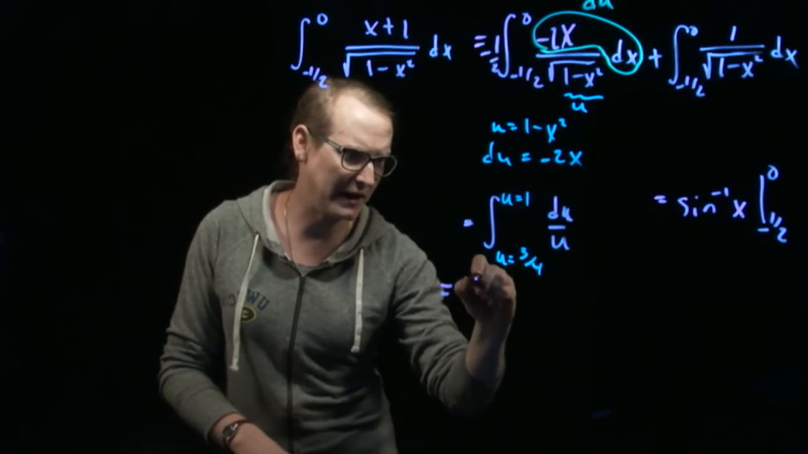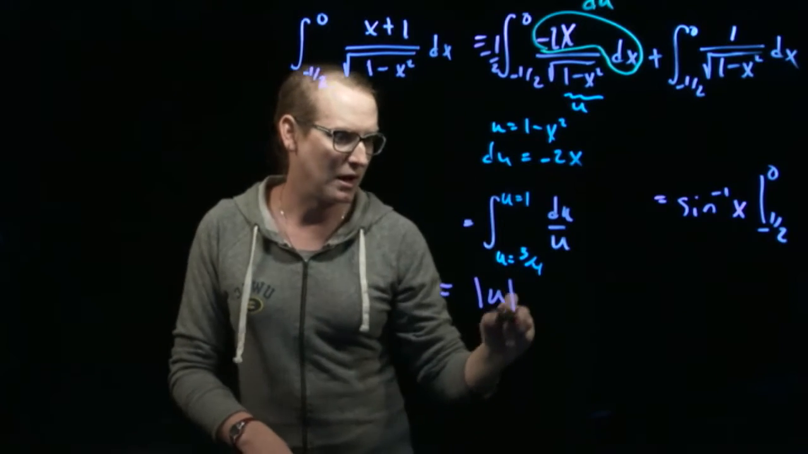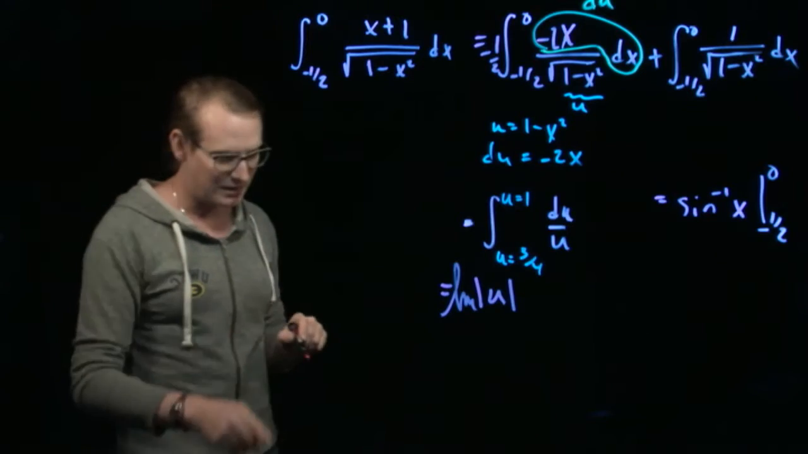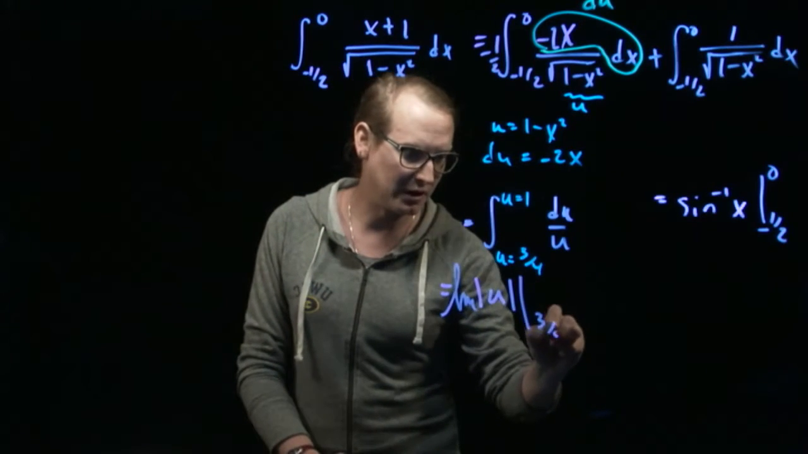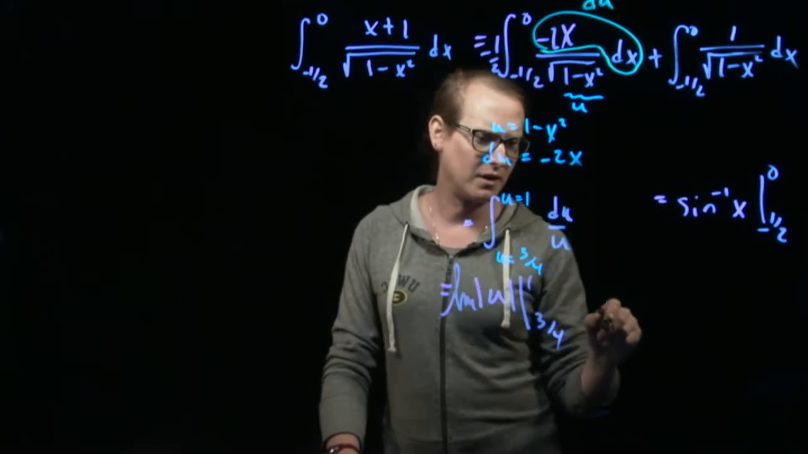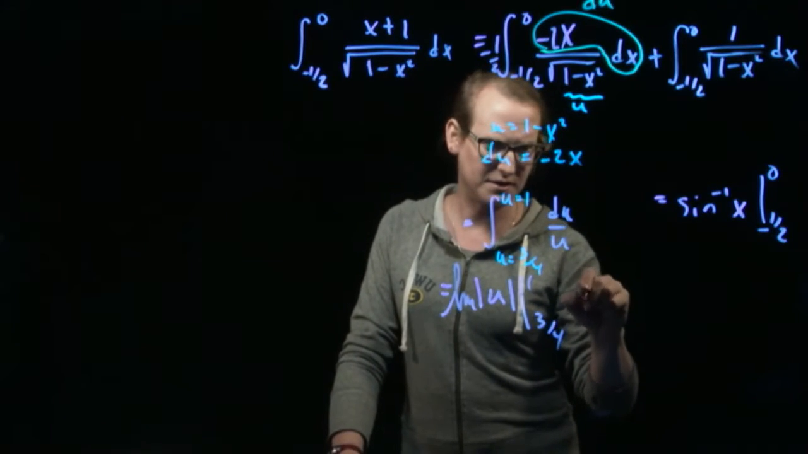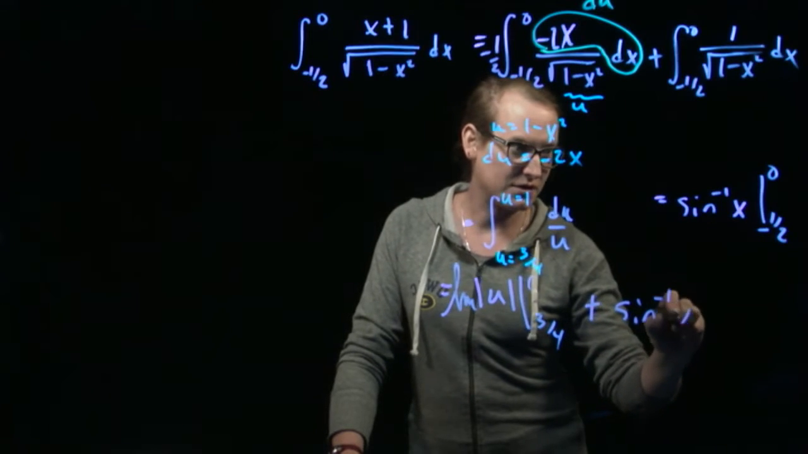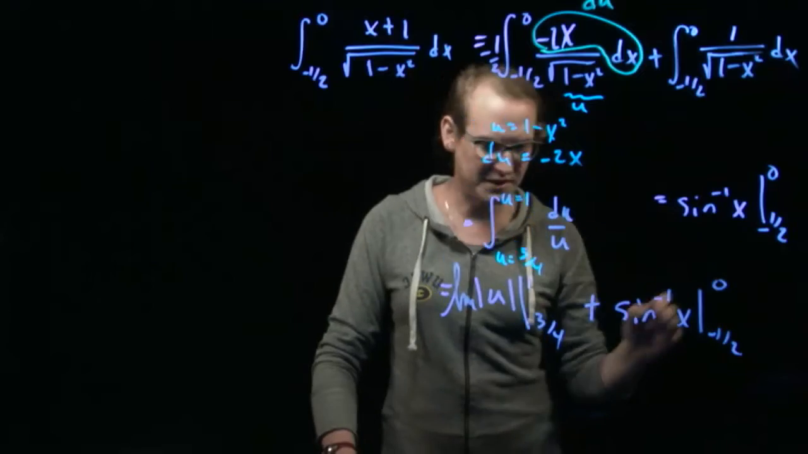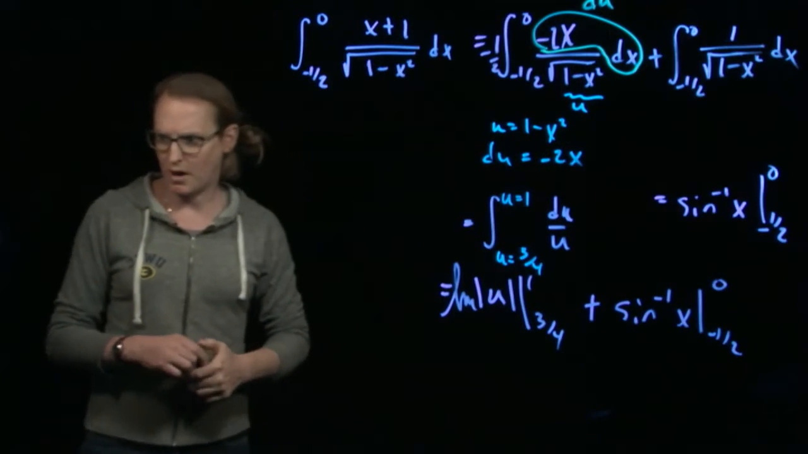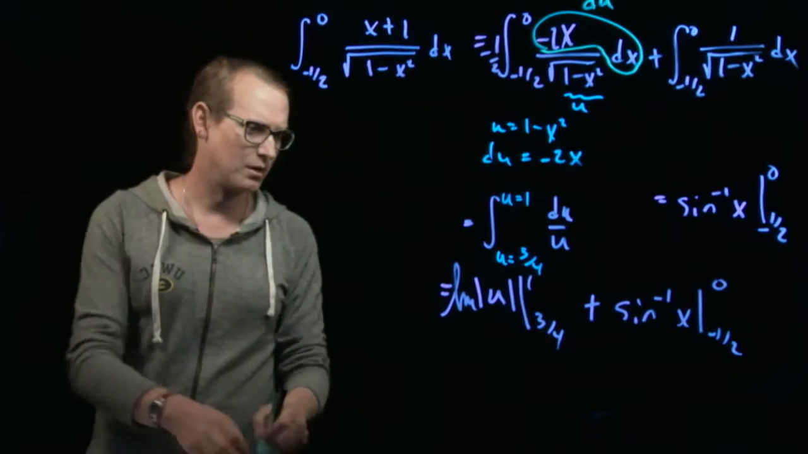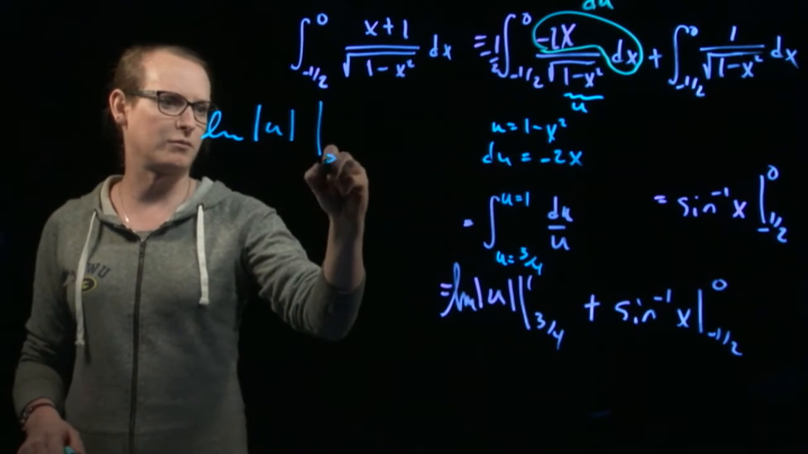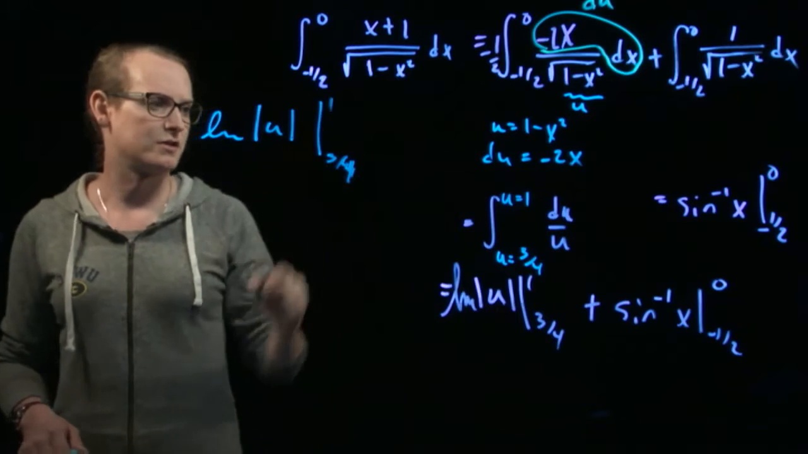So this is equal to the natural log of the absolute value of u, evaluated from 3/4 to 1, and that was that piece. So plus sine inverse of x evaluated from -1/2 to 0. And now we just need to work on those two pieces. I'll do a little more side work over here. So let's do the natural log of the absolute value of u evaluated from 3/4 to 1.